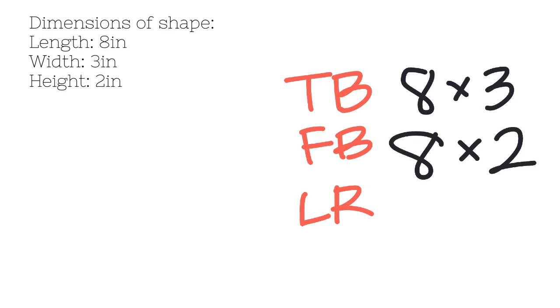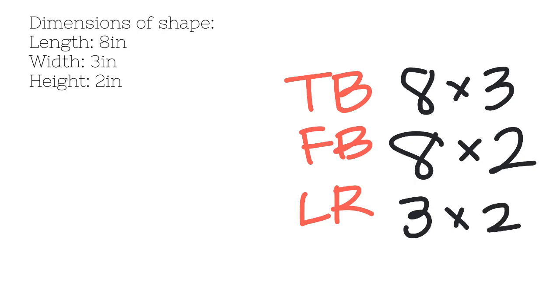Then I'm going to look at the left and the right. When I look at the left and the right, I'm not noticing that it has any length to it. I'm looking at the same measurement of how wide my top was. So I know that the width is 3. And then I also share an edge with the front and the back, which focused on the height of 2.